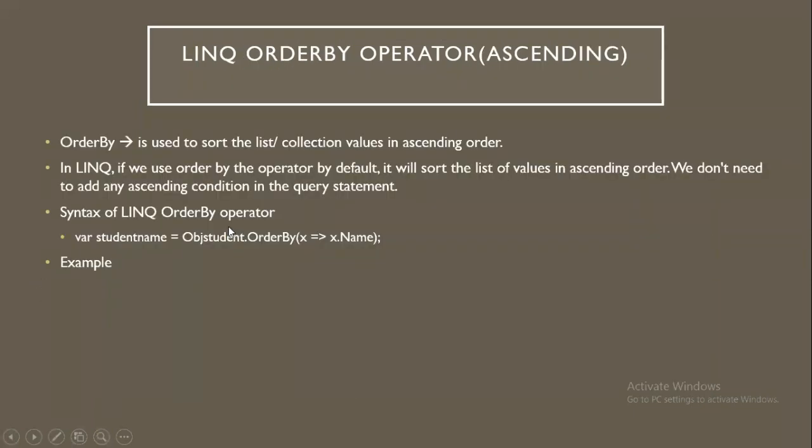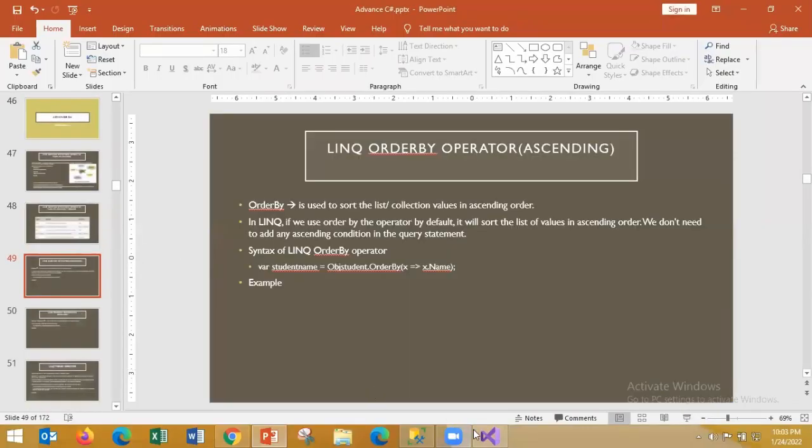So let's see this order by operator. The order by operator is used to sort the list of collection values in ascending order. In LINQ, we have to use the order by operator, and by default it will sort the list of values in ascending order. We don't need to add any ascending condition in the query statement. For example, order by, and then the lambda expression, order by name. Okay, we'll see an example of it. That is where we'll understand it.